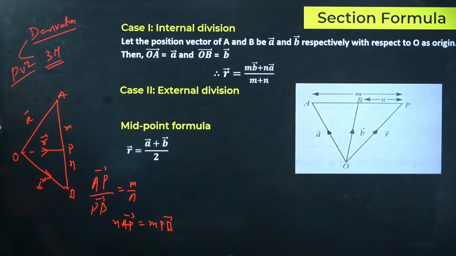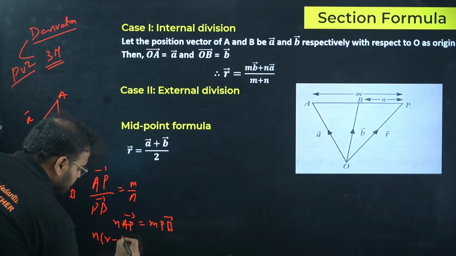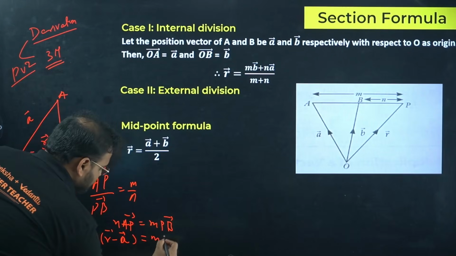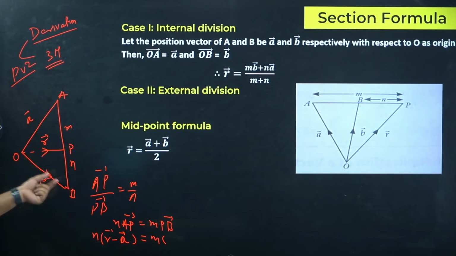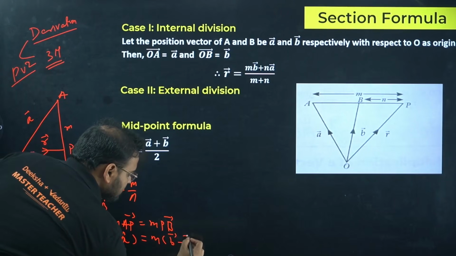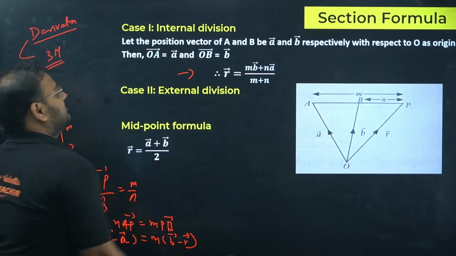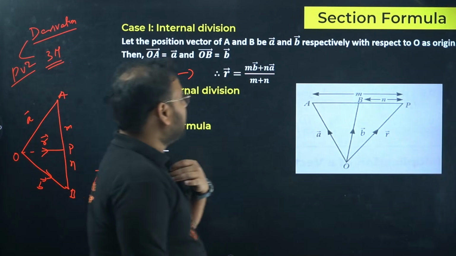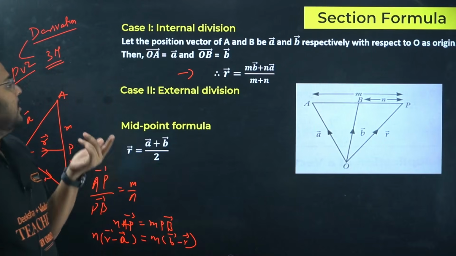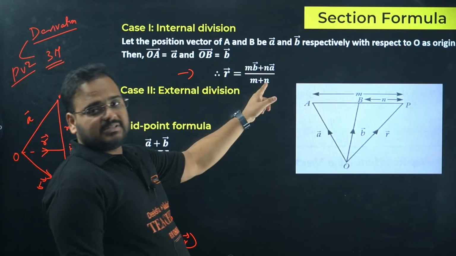We can use the triangle law in the triangle OPA. So I'll have r minus vector a, and over here M times of PB. PB will become B minus r. If you simplify over here, you're going to get the result for the position vector of the point P from the origin in the case of internal division. So you get MB plus NA by M plus N. This is for internal division.